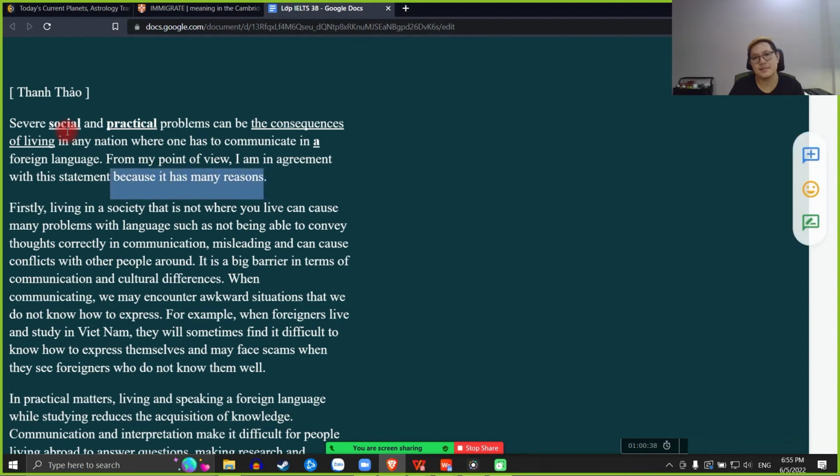You don't need to say it has many reasons. I'm in agreement with this statement. It's enough. Firstly, living in a society that is not where you live.